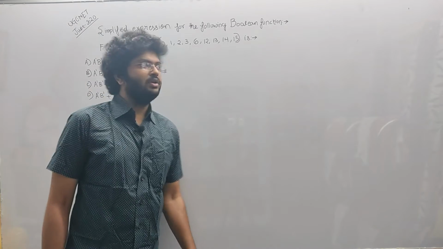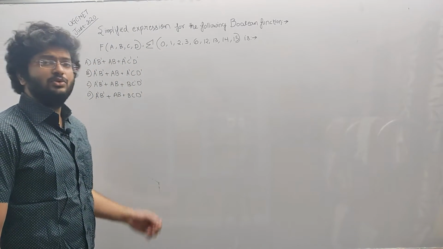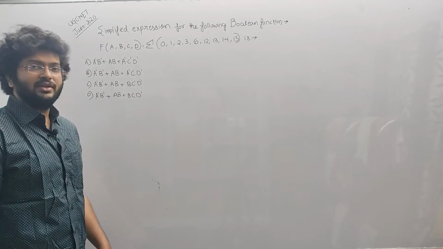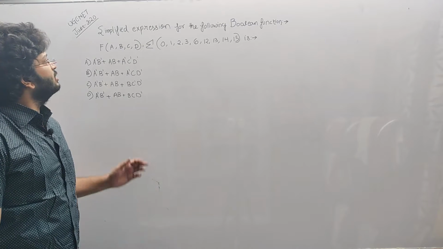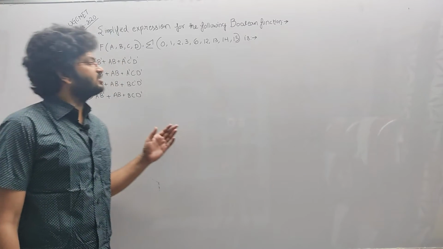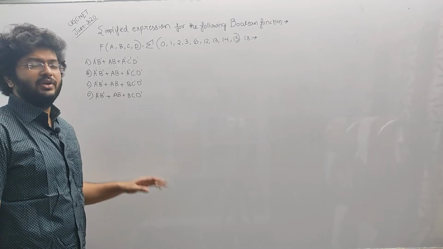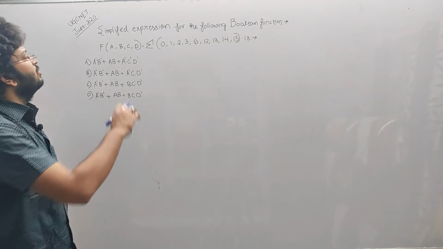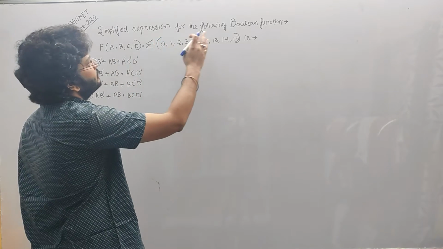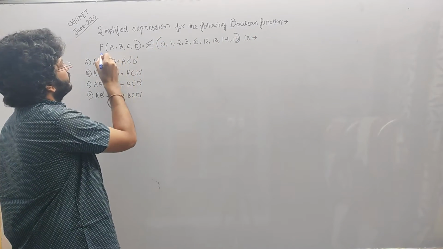In this lecture, we will see a question asked in June 2020 of the UGC NET exam. Basically the question is on computer organization and architecture. The part is digital logic, and it is the concept of simplification in Boolean algebra. So it is given: simplify the expression for the following Boolean function. The Boolean function is given.